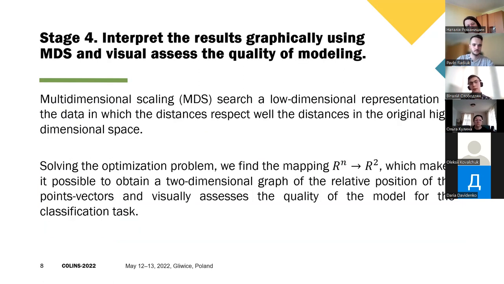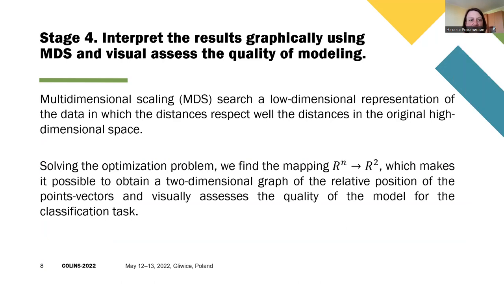In the fourth stage, the result is interpreted graphically using multidimensional scaling. Multidimensional scaling searches for a low-dimensional representation of data in which the distances are preserved with respect to the distances in the original high-dimensional space. Solving the optimization problem, we find the mapping from multidimensional space to two-dimensional space, which makes it possible to obtain a two-dimensional graph of the relative position of the vector points and visually assess the quality of the model for the classification task.